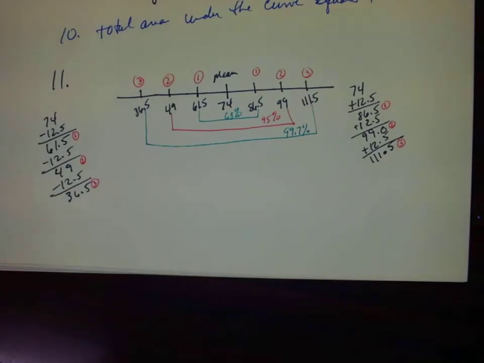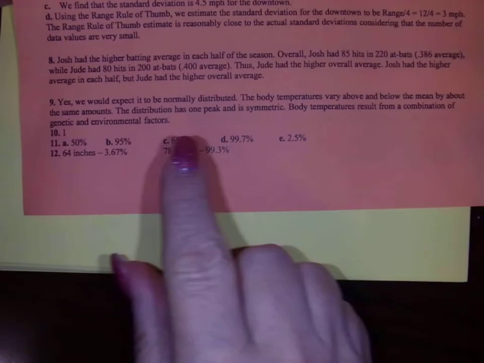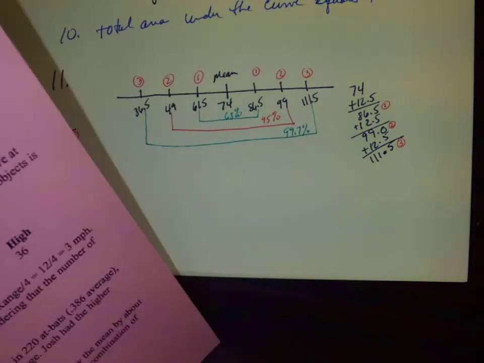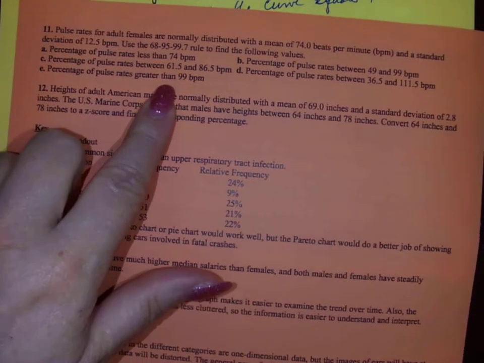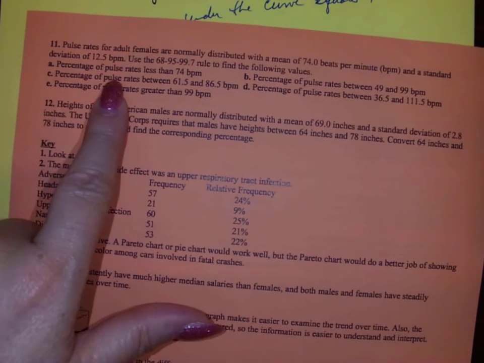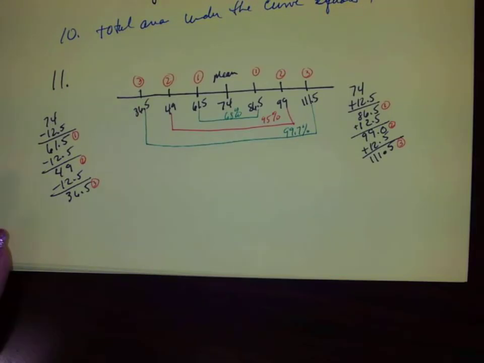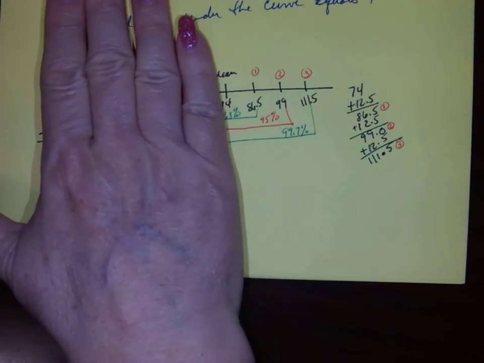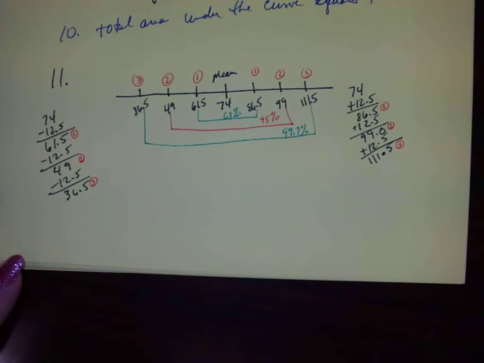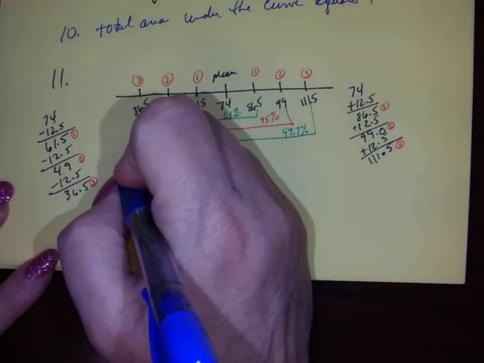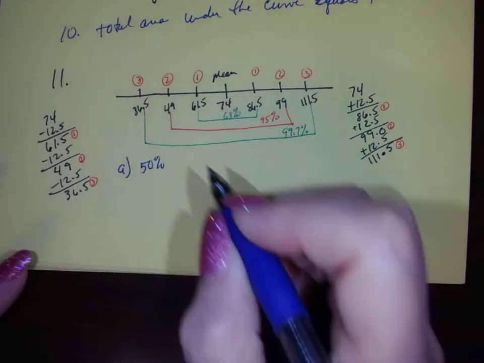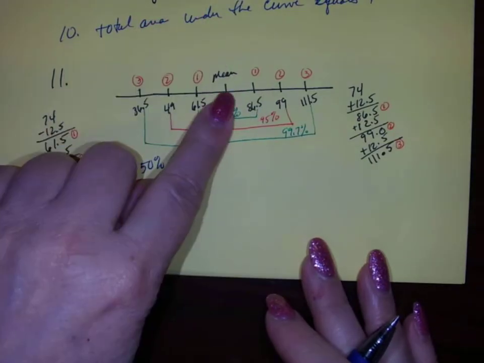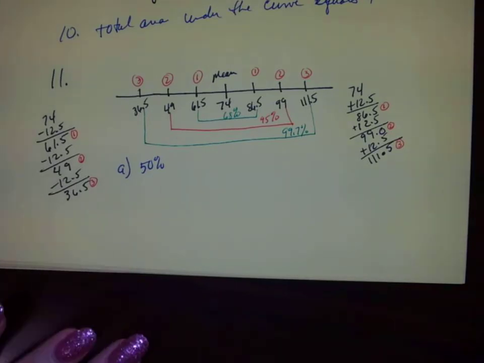All right, so our next question is, wrong side. Oh, it's up here at the top, sorry. Our next question was the percentage of pulse rates less than 74. So less than 74, if you remember, half of our data is down here and half is up there. If we're talking about 74, then it's going to be 50% because half is below and half is above. So that one is just going to be, 74 is our mean, 50% of the data will be below.